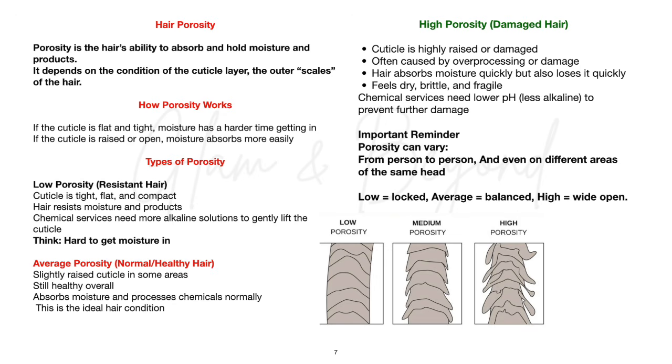High porosity, let's think damaged hair. Cuticle is highly raised or damaged, often caused by overprocessing or damage. Hair absorbs moisture quickly but also loses it quickly. Feels dry, brittle, and fragile. Chemical services need lower pH, less alkaline, to prevent further damage. An important reminder, porosity can vary from person to person and even on different areas of the same head. Think low, locked; average, balance; high, wide open.